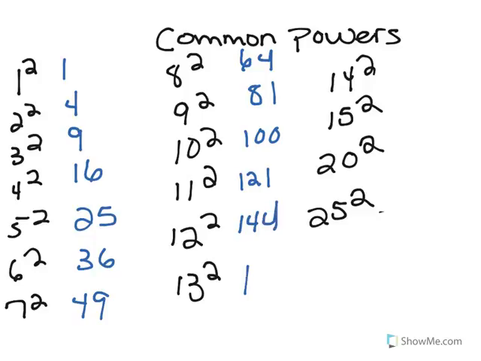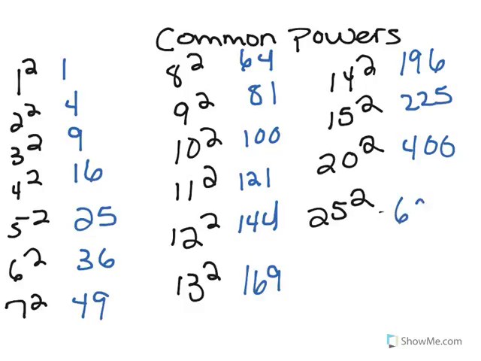For 13 squared, we have 169. For 14 squared, it is 196. For 15 squared, it is 225. 400, and finally for 25 squared it is 625. Next we'll go ahead and look at some common cubed roots.